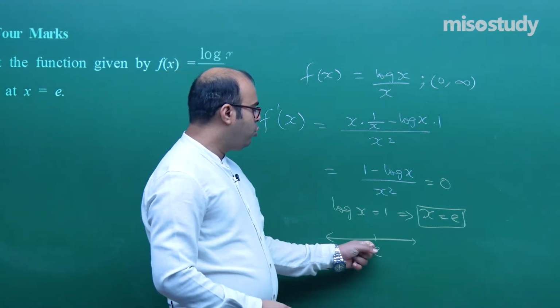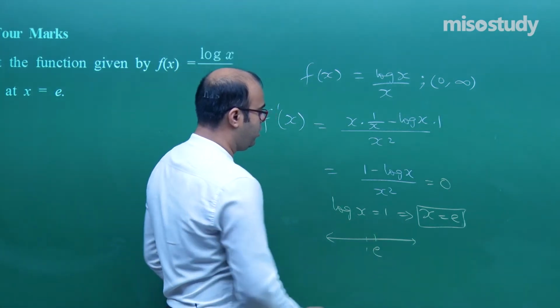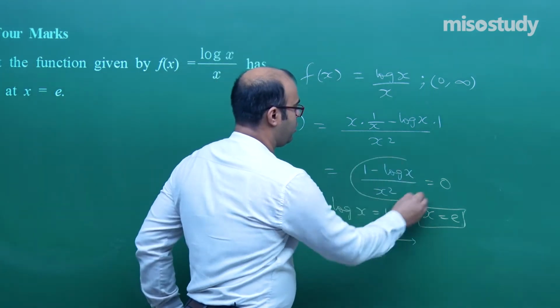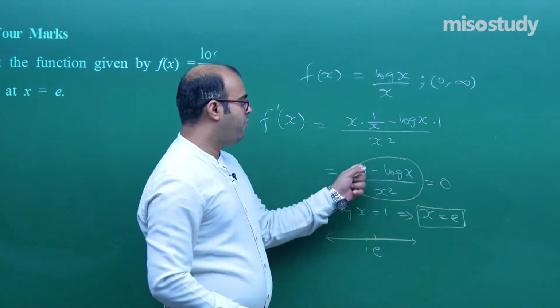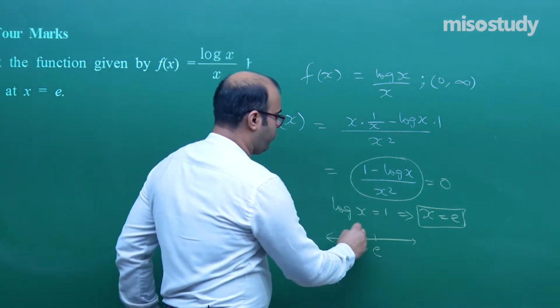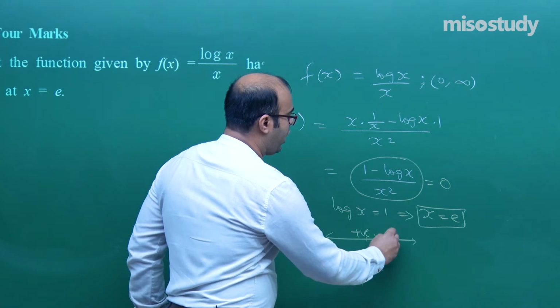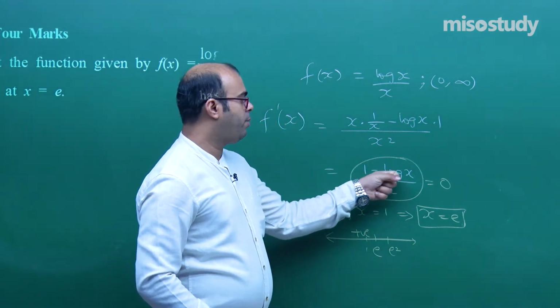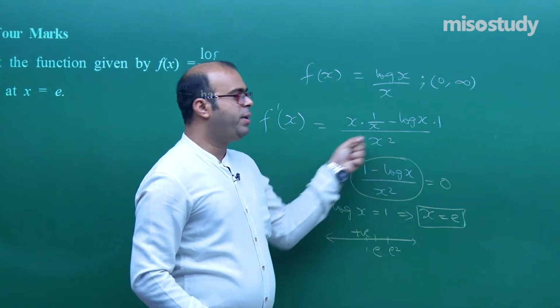If we take any value left of e, suppose we take 1, a closer value. So when we put 1 in here, log of 1 will be 0, and 1 minus 0 is 1. So this term will become positive. And we take a value right of e, suppose e square. Log of e square is 2, 1 minus 2 is minus 1, so this term will be negative.